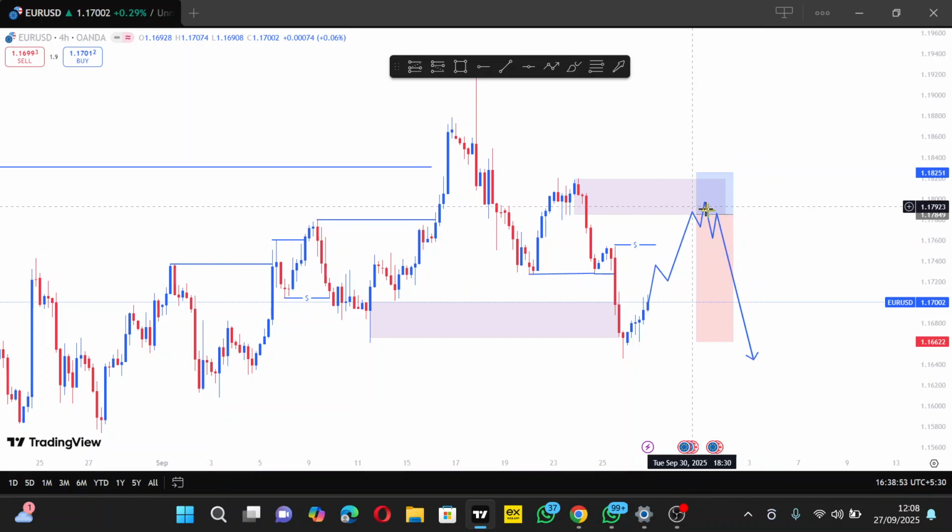So this is the nearest zone for me to sell. Once you see price here, you will see the move. After the change of character, just wait for the pullback. Just set your limits for the pullback, either a breaker block or another block.